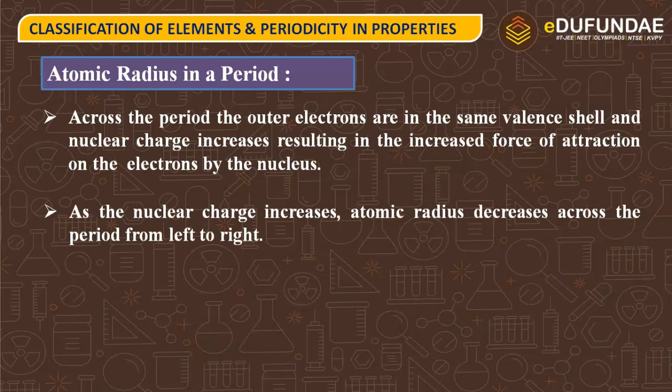So as the nuclear charge increases, atomic radius decreases across the period from left to right, because there will be the increase in effective nuclear charge, which will result in the shrinking of the size of the atom as we move across the period.